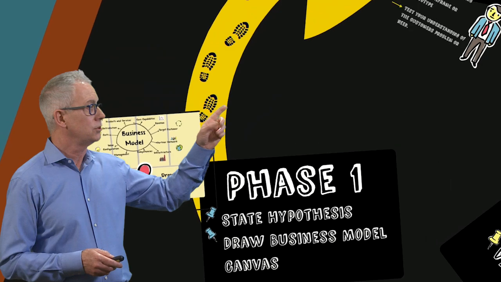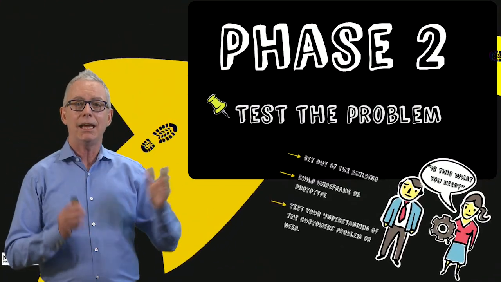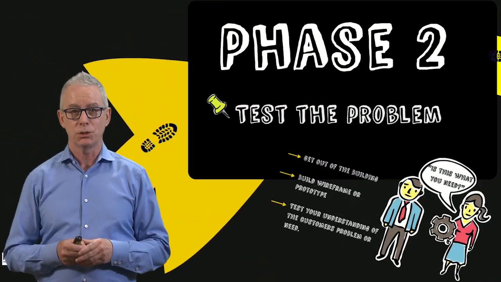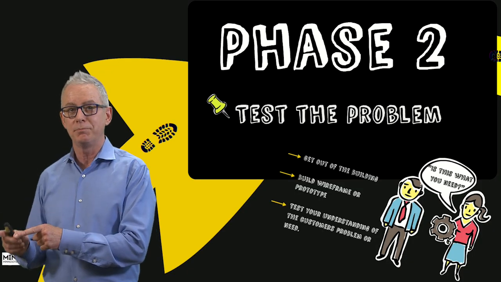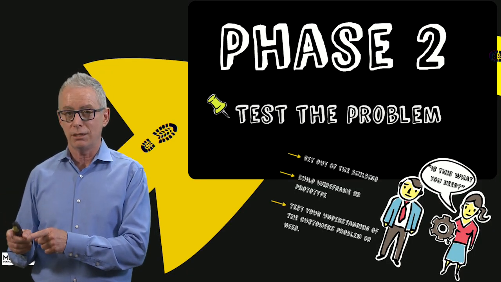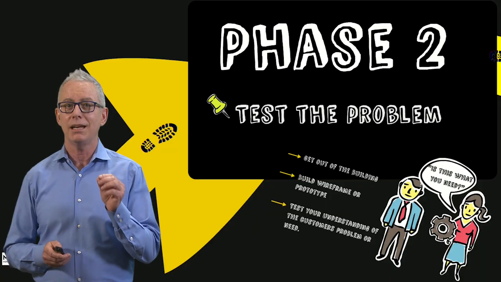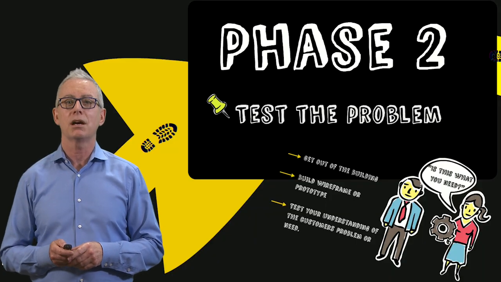So in phase 2, we have to get out of the building and go interview real customers to understand what they truly believe about the problem. We don't want to focus on the solution yet. We want to make sure that we define and validate the problem from the customer point of view.